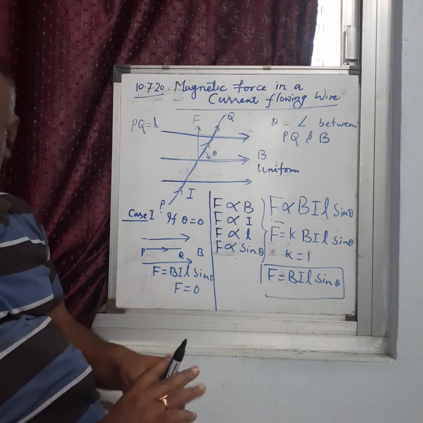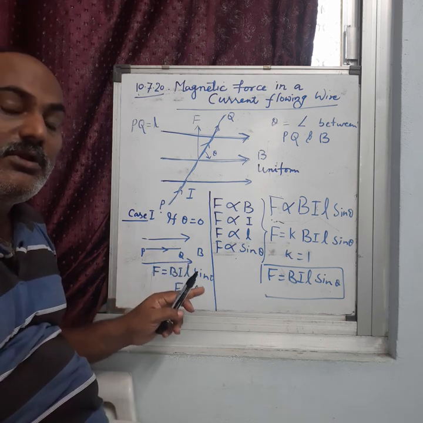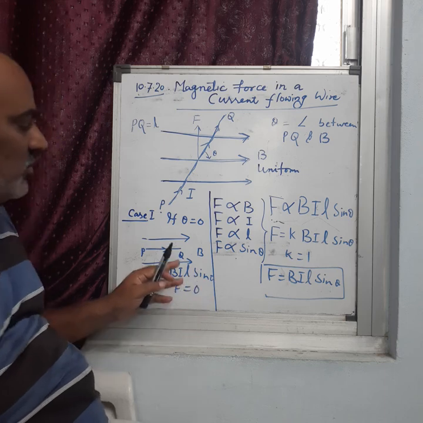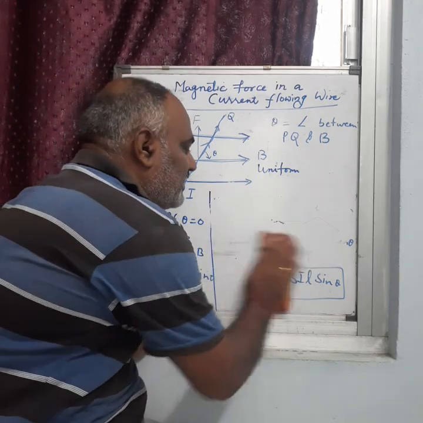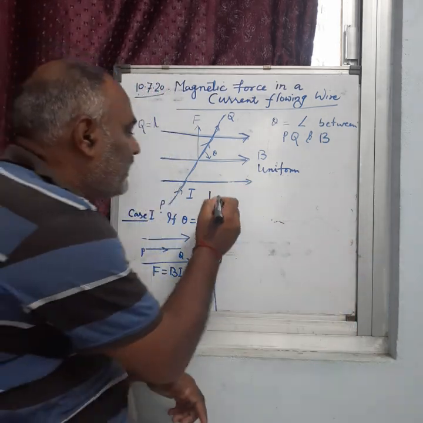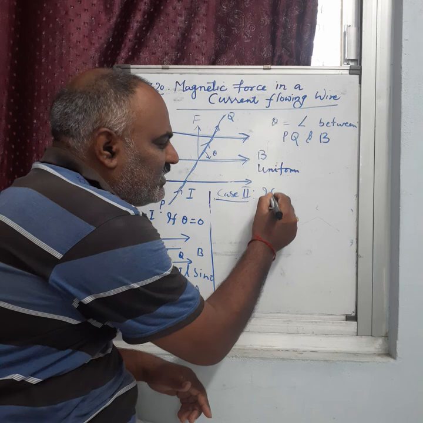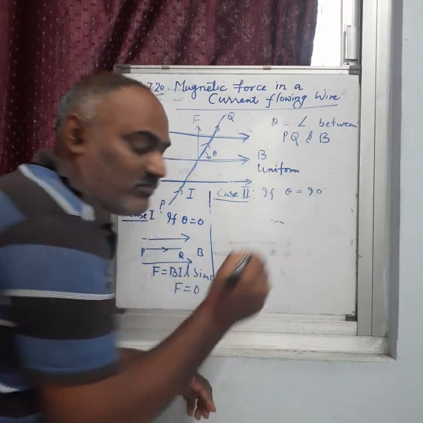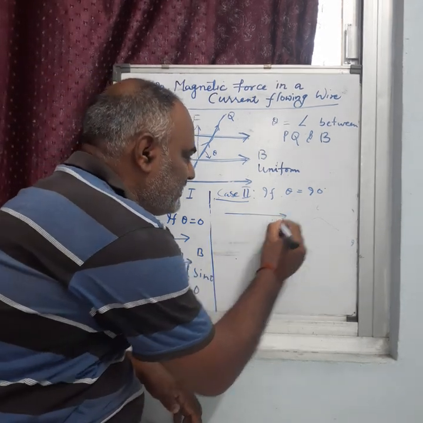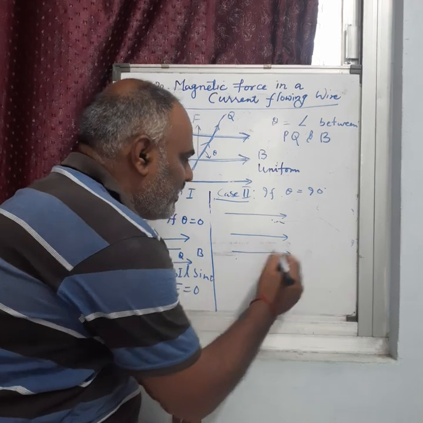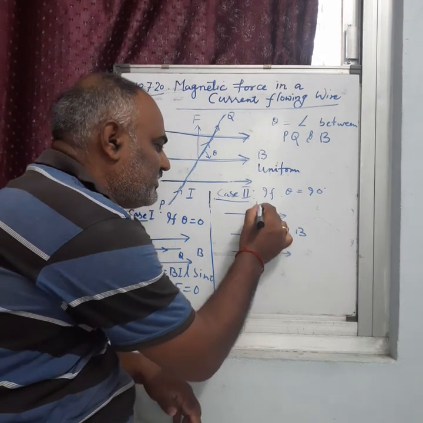This concept is clear: the force is decided by the direction of the wire with respect to the magnetic field. If it is along the magnetic field, force is 0. Now see some other cases. Case 2: if theta is 90 degrees, explain what 90 degrees means. It means the magnetic field is acting in this direction, and wire PQ is exactly perpendicular, so PQ is here.